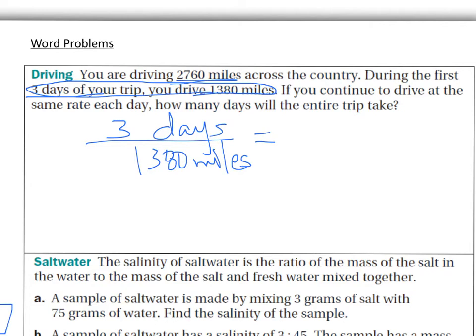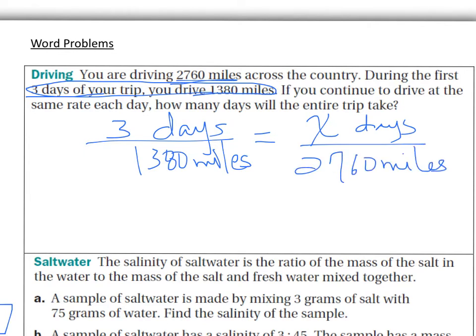So I need to set this equal to x days over the total number of miles. As you can see, in this proportion, the days have to match up in the numerator, and miles with miles, so I could cancel them out when I solve for x. Okay, now I need to do some simplification. I see that I can simplify 3 and 1,380, and that's, let's see, 3, 4, 3, 6, 460.